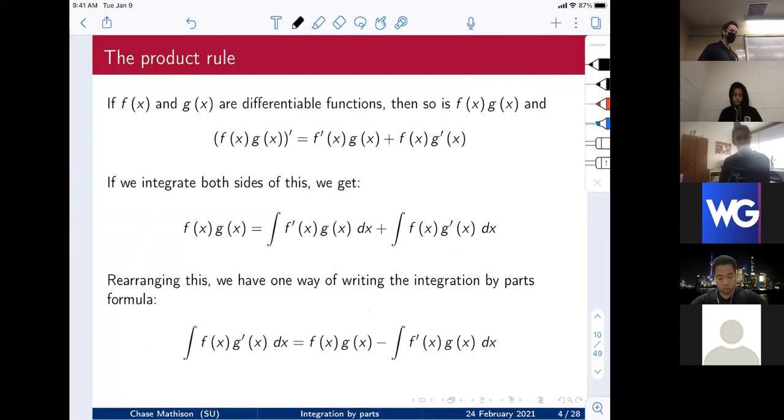So this, again, I mean, we're done. That's it. Pack it up. We've learned integration by parts. Okay.